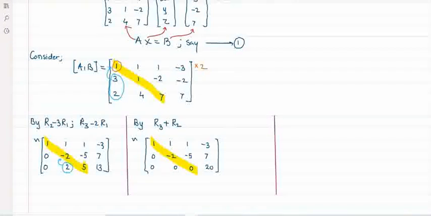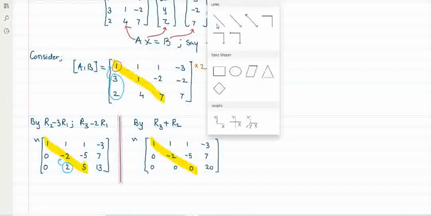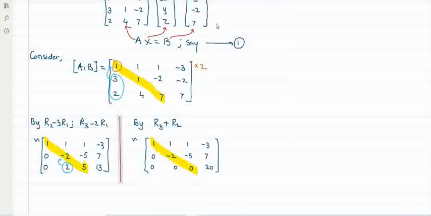The elements below diagonal must be 0. First condition, yes or no? Yes, sir. After that, what you have to think? First non-zero element in the first row, below to that must be 0. Yes, that condition also satisfied.